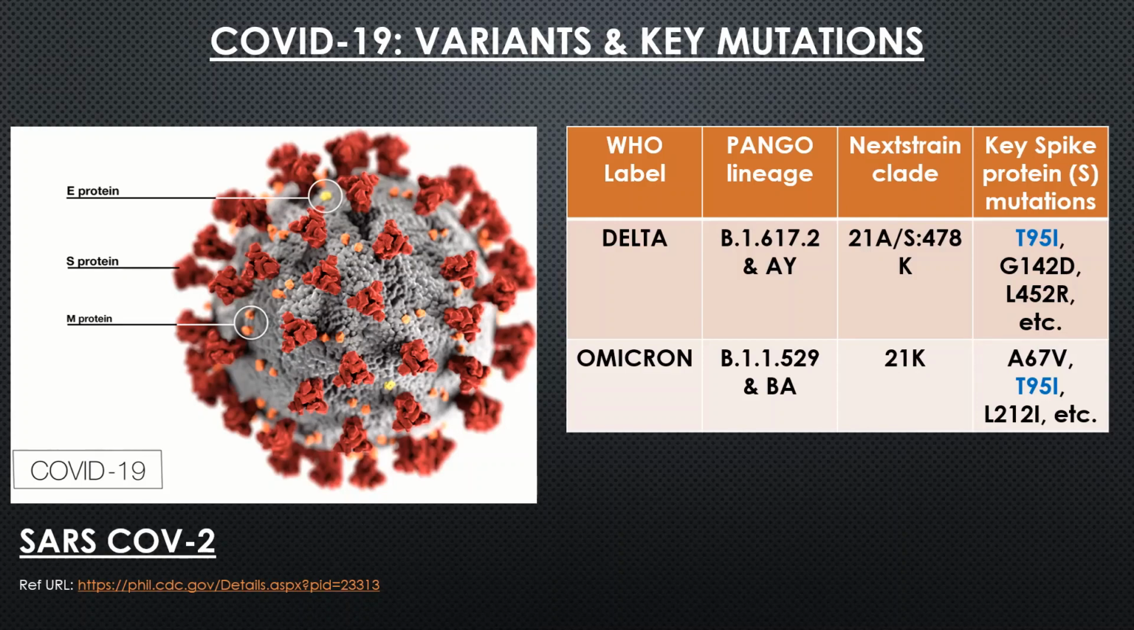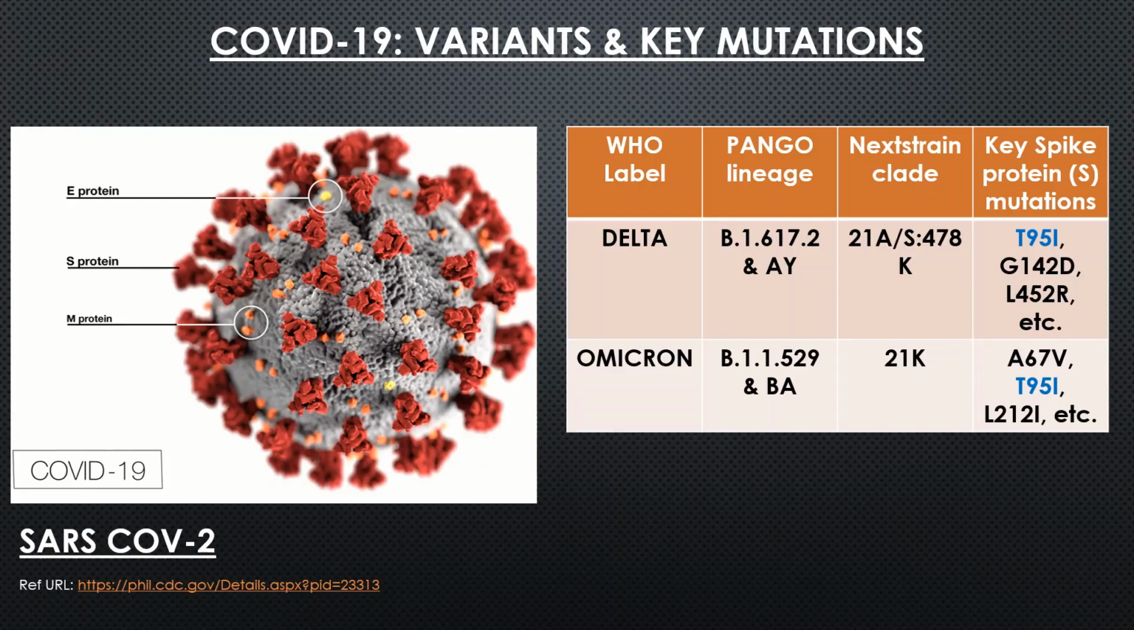Now, if you look at the key mutations of the spike protein, some are given here. There are lots of other mutations as well. We can see mutations like T95I, G142D. So what are these mutations? For T95I, it means that at the 95th amino acid position of the S protein or spike protein, there is a substitution of amino acid from threonine to isoleucine. Similarly, say for example L452R, it is at the 452nd amino acid position that there is a substitution from leucine to arginine, that is from L to R.